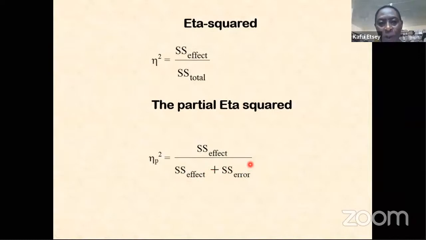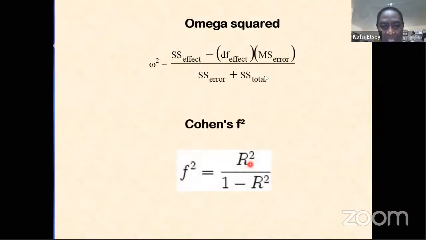Omega squared. For omega squared, you are going to have sum of squares effect minus the degrees of freedom for the effect times the mean square error, all divided by sum of squares total plus mean square error. That gives you omega squared. Now, when you come to Cohen's f squared, you have the coefficient of determination divided by 1 minus the coefficient of determination, R squared. That gives you Cohen's f. So these are formulae that you can use to get the various effect sizes.